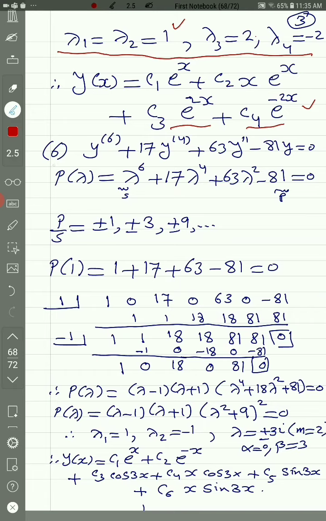Now I take another exercise, number 6. It's a 6th order equation. See how I write it here. So this is the polynomial of 6th order. Of course, here there is no 5th derivative, so I replace it by 0. So there is no lambda to the 5. There is no lambda cubed. There is no lambda, okay? Because of the missing terms, be careful when you write the characteristic equation.